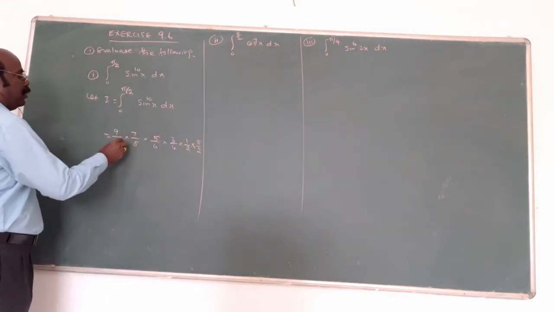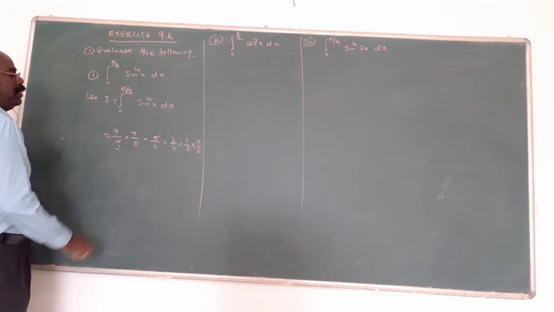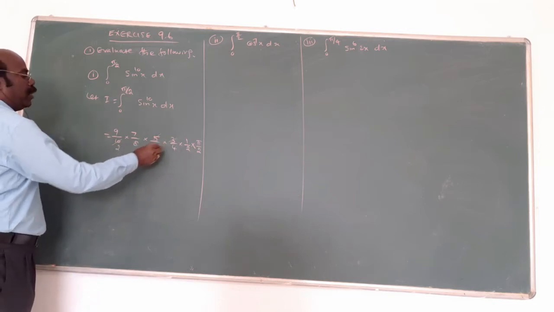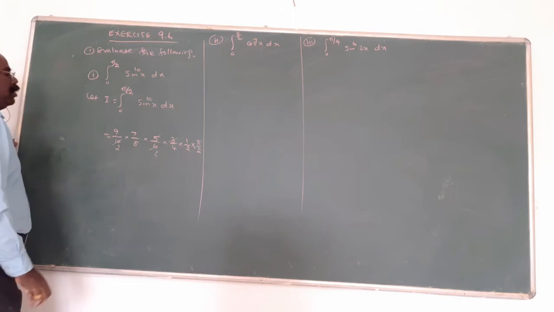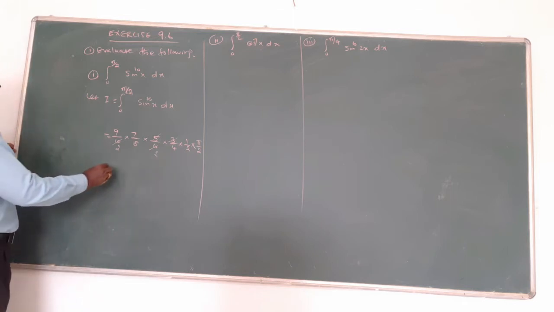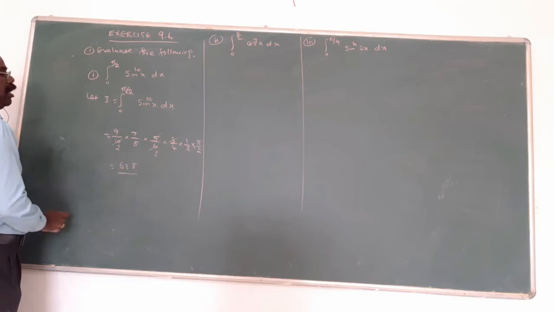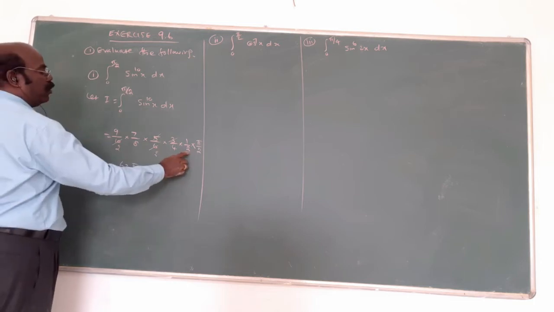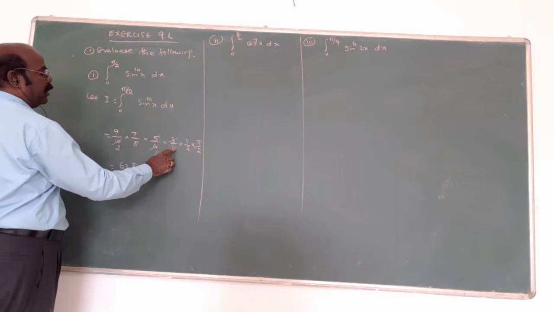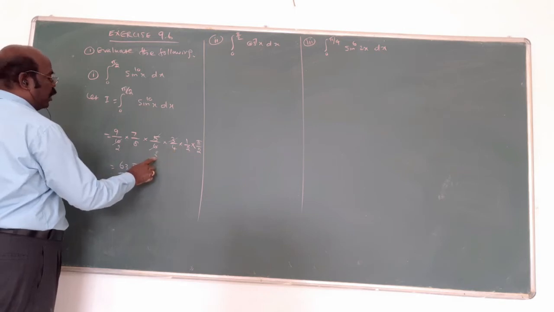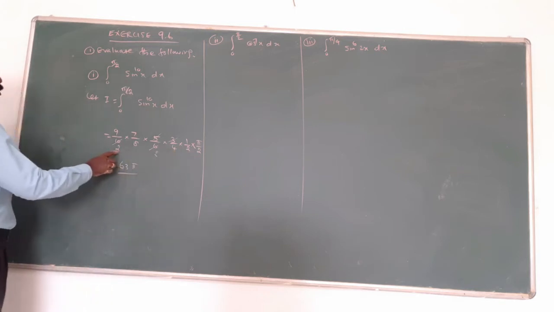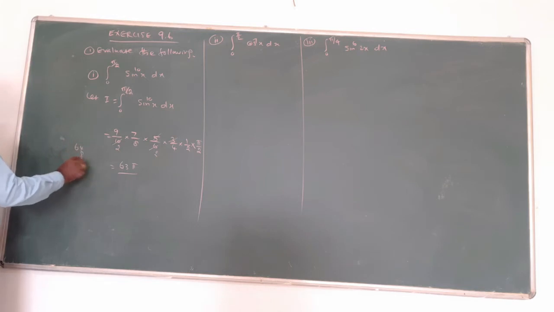1 times, 2 times. Am I right? 3 table. 1 times, 2 times. No other way. Now multiply. 9, 7, 5, 3. What is the denominator? 2, 4, 8, 16, 32, 64 and so on. The answer is 63 pi by 512.